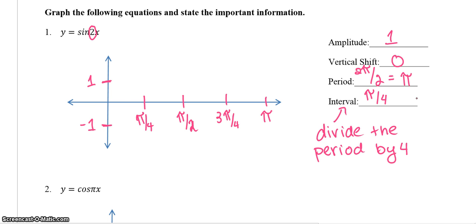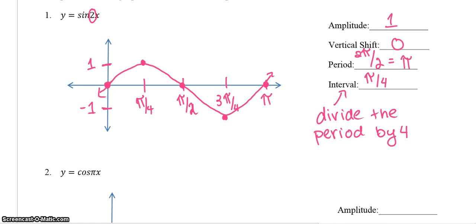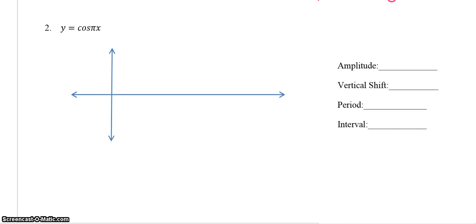Alright, since it's a sine curve, we know it's going to start at 0, 0. Then since it's positive, we go up to 1, down to 0, down to negative 1, and back up to 0. So that gives us our sine curve. And we can draw little arrows at the end to show that it keeps going. Alright, so let's move on to the next example.